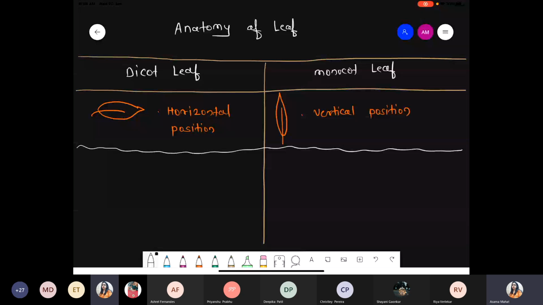Now if you see, with the help of that condition, dicot leaf as well as monocot leaf, when we talk about the monocot leaf, due to the vertical position, from all sides the amount of energy received is the same. Please check your mic.